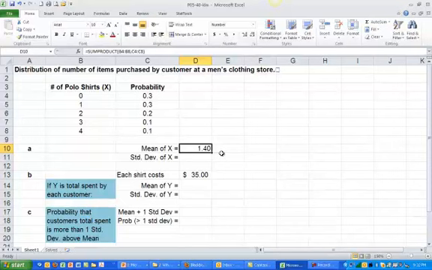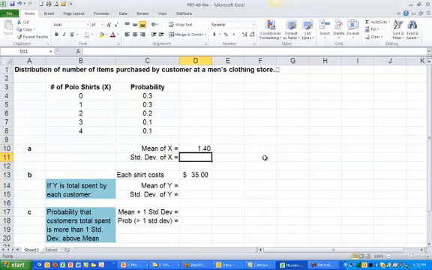So that's long term. If I look at the average number of shirts purchased by each customer over a long term period, over a large number of customers, it would be on average 1.4 shirts per customer. And you could verify this by taking each of these pairs of values and multiplying them together and then adding those products. And you'll see you get the same value that the sum product formula from Excel gives you.